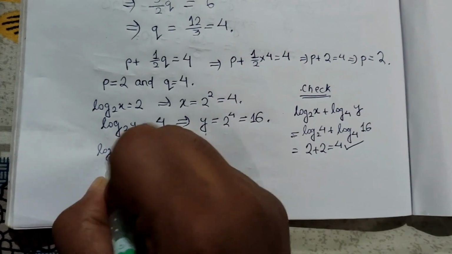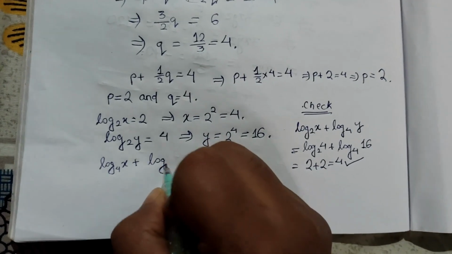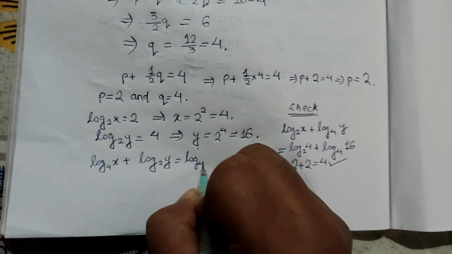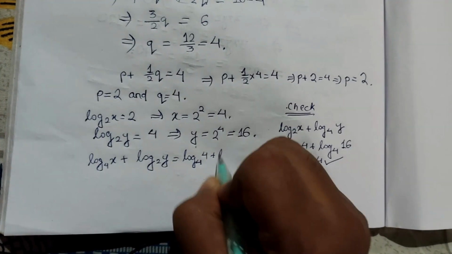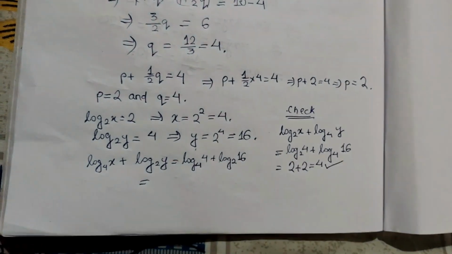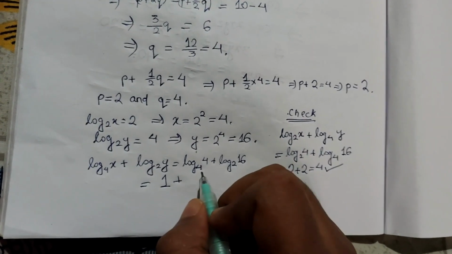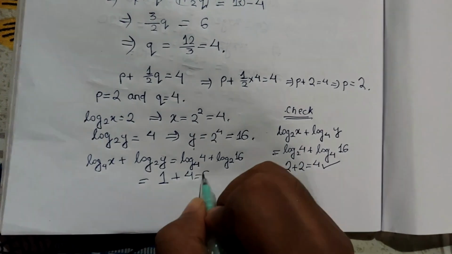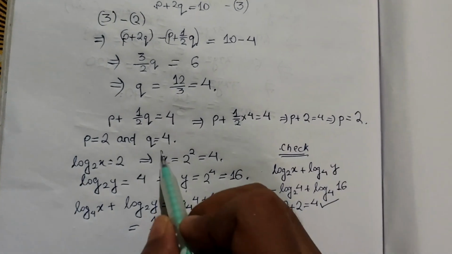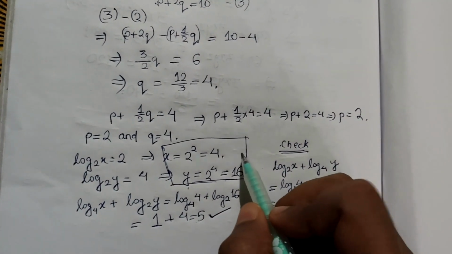And then the second one is log base 4 x plus log base 2 y equals log base 4 of 4 plus log base 2 of 16. Log base 4 of 4 is 1 and log base 2 of 16 is 4, because 2 to the power 4 is 16. This is 5. So the second equation is also satisfied. So this is the solution: x is 4 and y is 16.